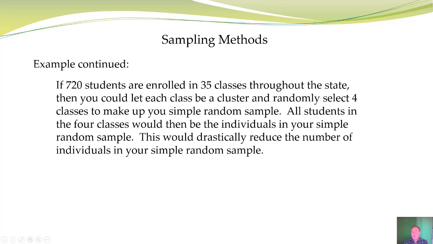Example, continued. If 720 students are enrolled in 35 classes throughout the state, then you could let each class be a cluster and randomly select 4 classes to make up your simple random sample. All students in the 4 classes would then be the individuals in your simple random sample. This would drastically reduce the number of individuals in your simple random sample.